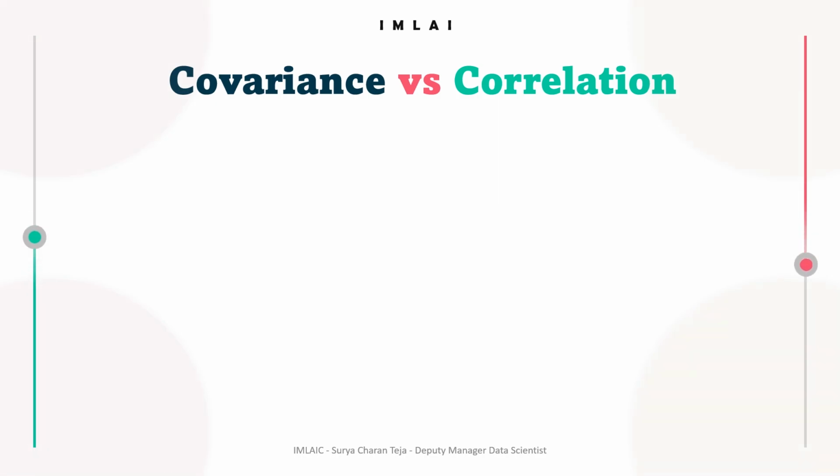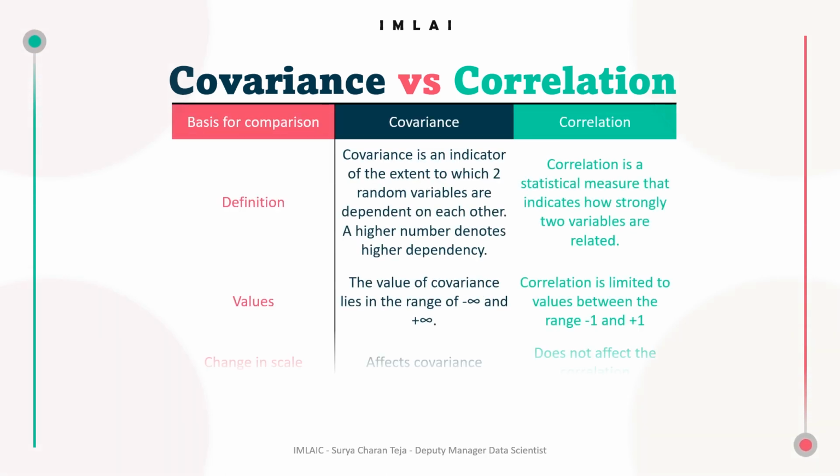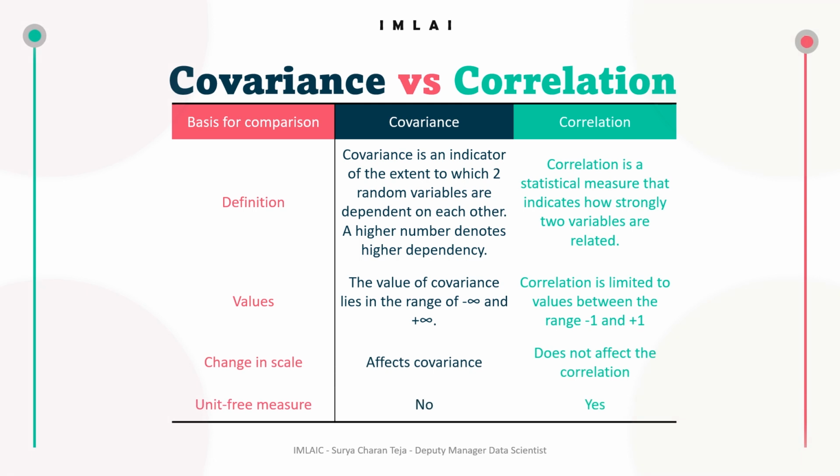So now let's see the difference between correlation and covariance. Let's compare them using various parameters. First is definition. Correlation is a statistical measure that indicates how strongly two variables are related, whereas covariance is an indicator of the extent to which two random variables are dependent on each other. A higher number denotes higher dependency.